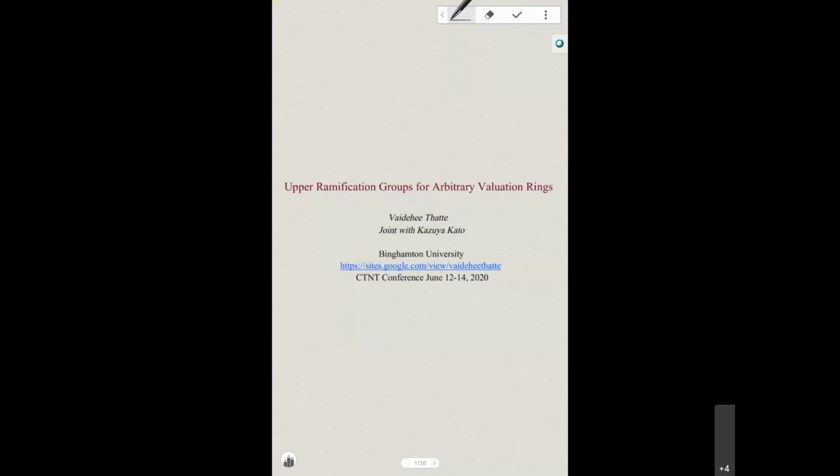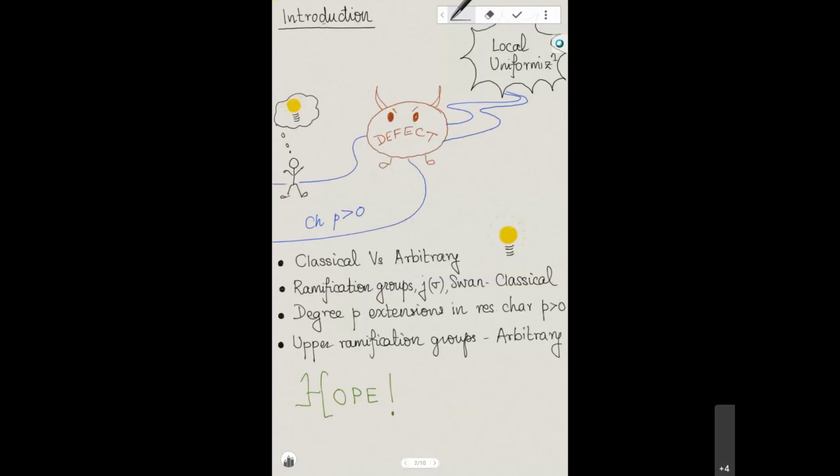The main thing I want to point out is that the motivation behind studying arbitrary valuation rings comes from one of the big problems. Defect is something weird that can happen in positive residue characteristic when you start considering arbitrary valuation rings. And that is the main obstacle to local uniformization when you consider the positive characteristic case. So this is obviously not a complete action plan. I have not solved this, but these are just some of the steps that would hopefully help in that direction.